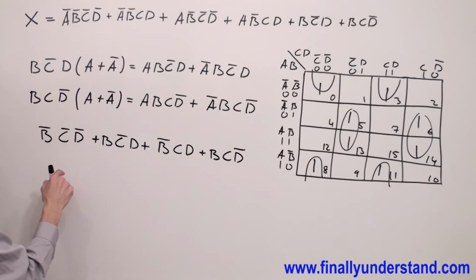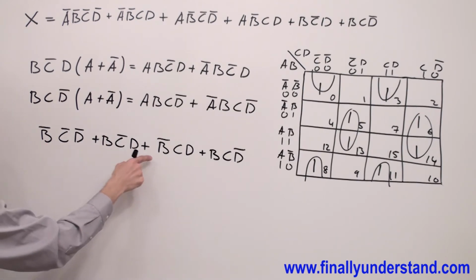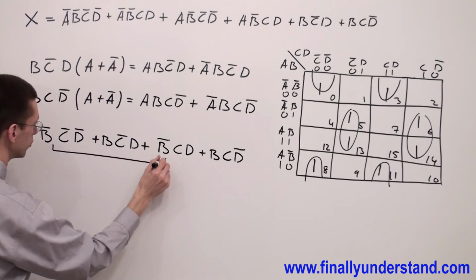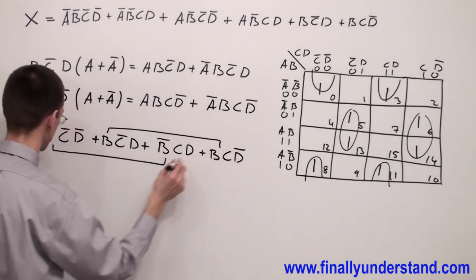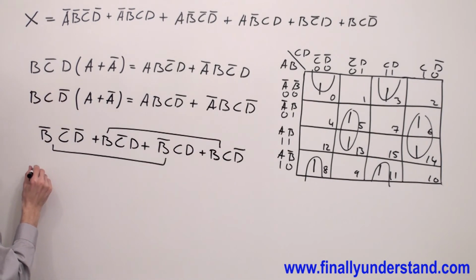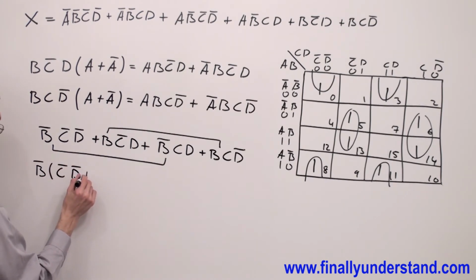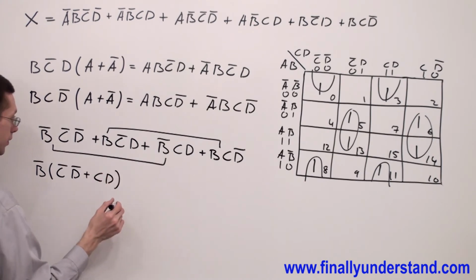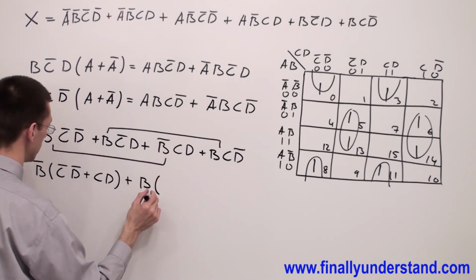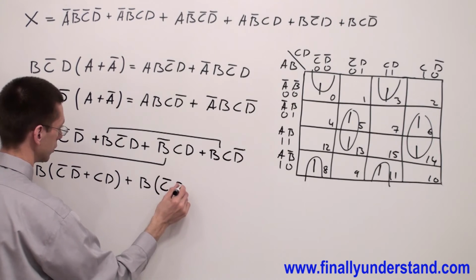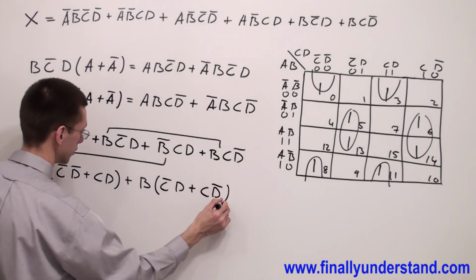Let's take a look at this expression. Can we factorize anything? We have b naught and b naught. I'm going to factorize b naught from these 2 terms, and I'm going to factorize b from these 2 terms. And I'm going to have b naught, c naught, d naught or cd, or b, c naught, d or c, d naught.